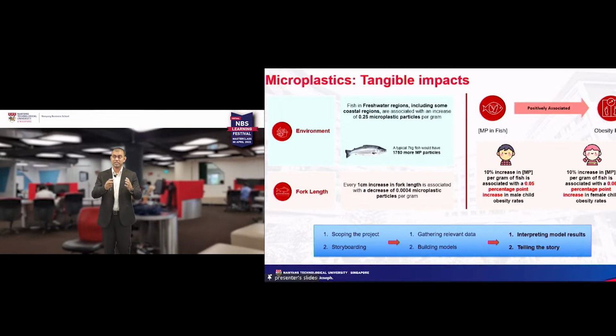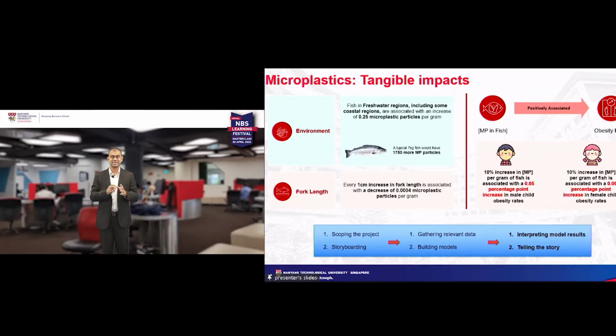For example, in freshwater regions, so these include some coastal regions, we found that fish in these regions had 0.25 more microplastic particles per gram of fish. And to put that into context, a 7 kilogram fish, which is around the weight of a salmon, would contain around 1,750 more microplastic particles, compared to its counterpart that might have been harvested from a saltwater region.